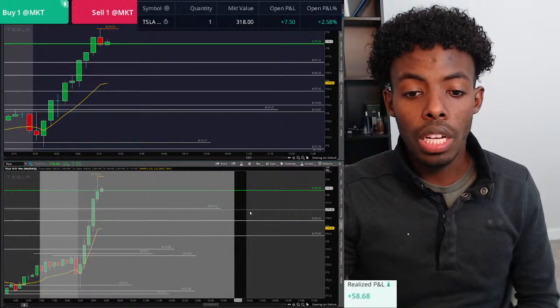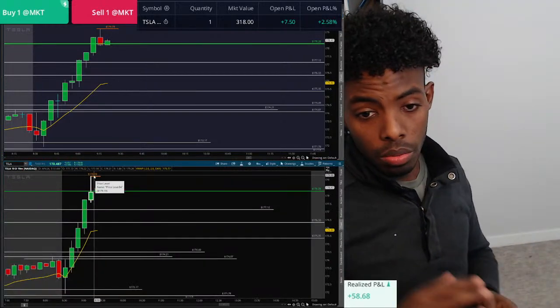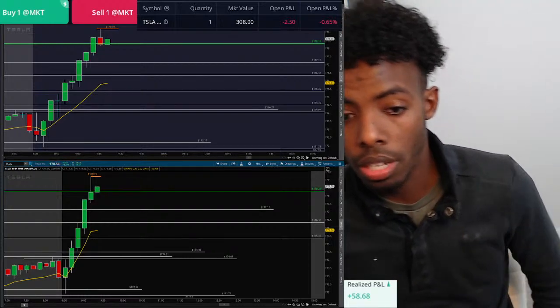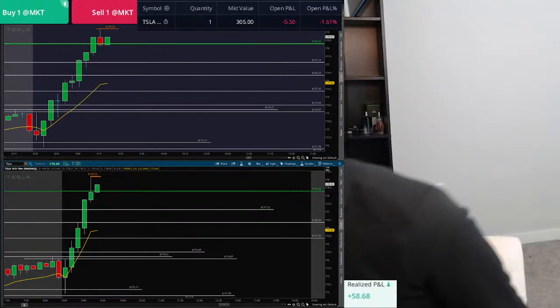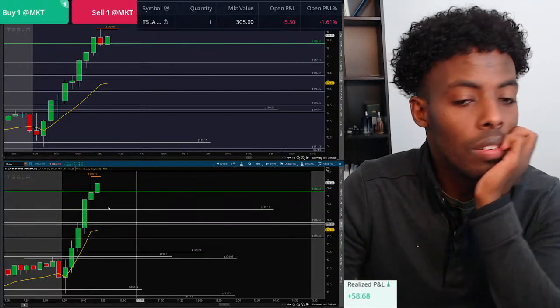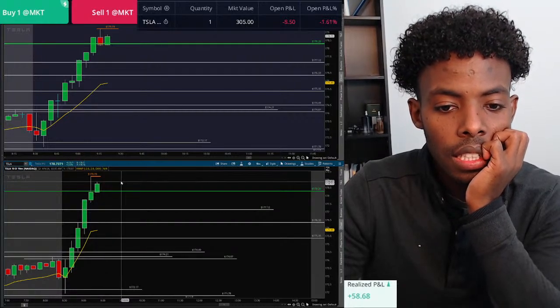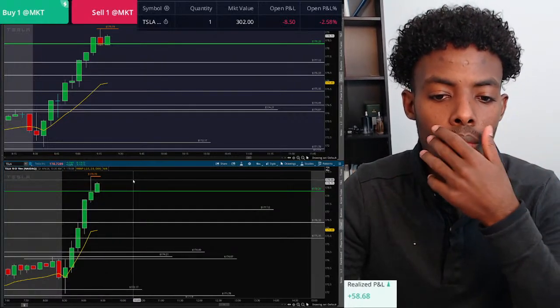So that wick of rejection right there, that's our stop loss. And once we trigger that, we're done for the day. We're going to go ahead and secure the 58 bucks and call it. Okay, here we go. We're approaching that level right now, 179.16. Here we go. We're approaching it.